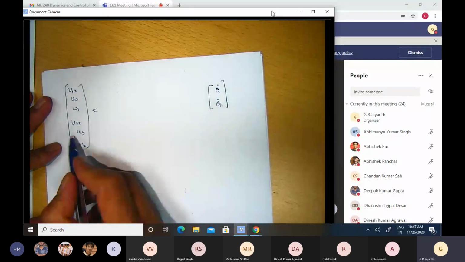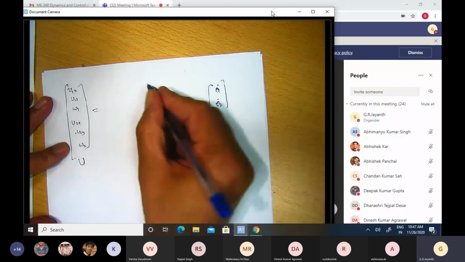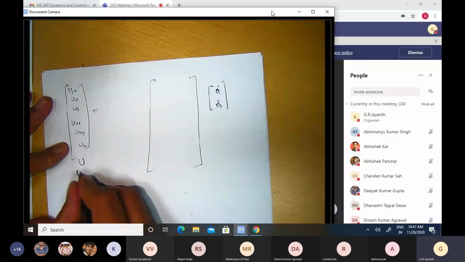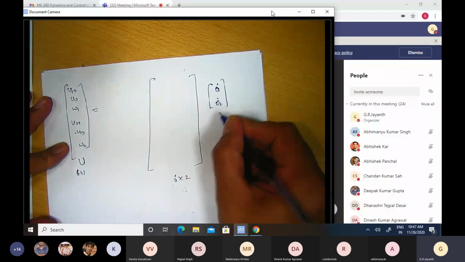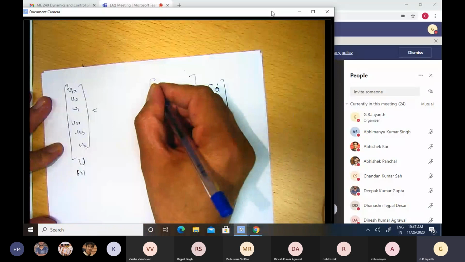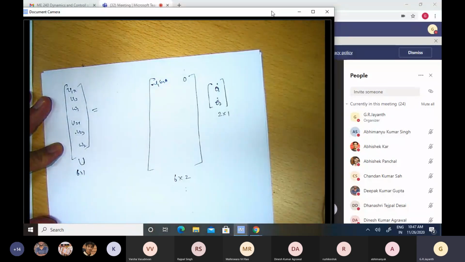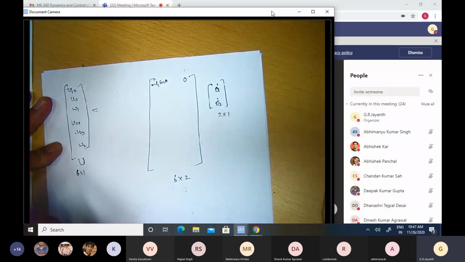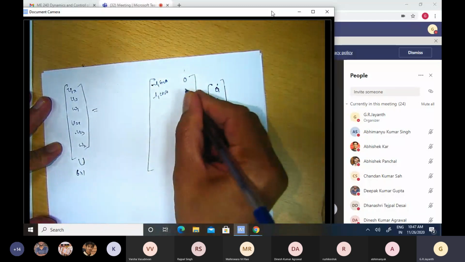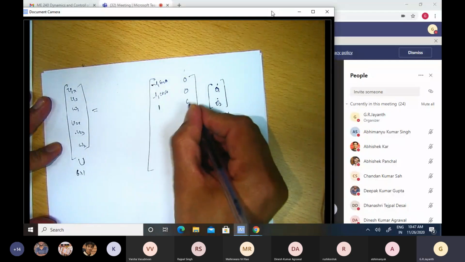So the velocities will be related to the rates of change by means of an appropriate matrix. This is a 6 by 1 vector, so this will be a 6 by 2 matrix, and this is a 2 by 1 vector. We already had the expression for the first term. So minus L1 sine theta 1 multiplies theta 1 dot, and 0 multiplies theta 2 dot. When I do this, I get V1x. For V1y, I will get L1 cos theta 1 times theta 1 dot plus 0 times theta 2 dot. For omega 1, I will get 1 times theta 1 dot plus 0 times theta 2 dot.